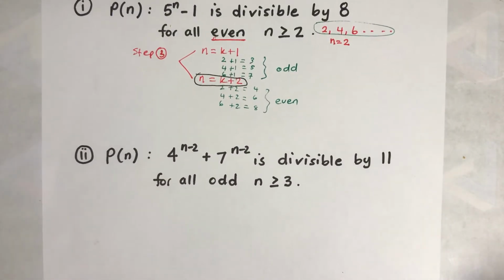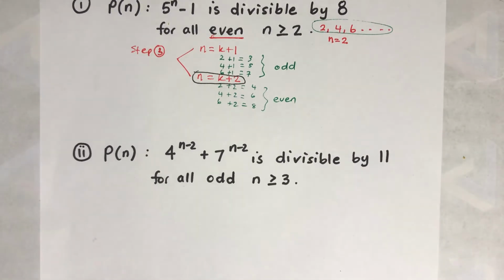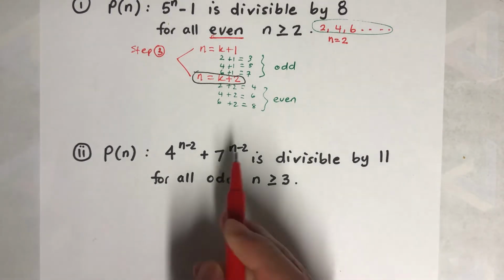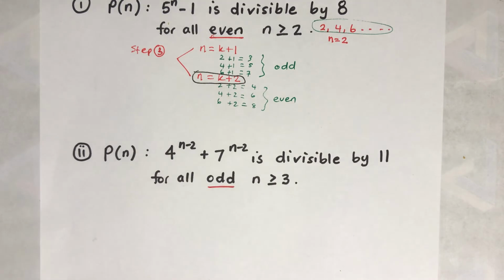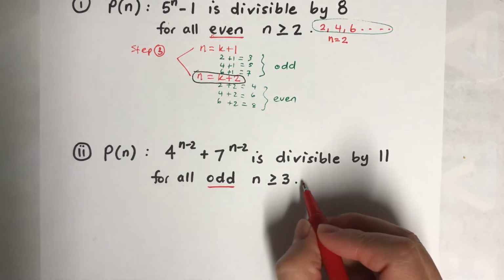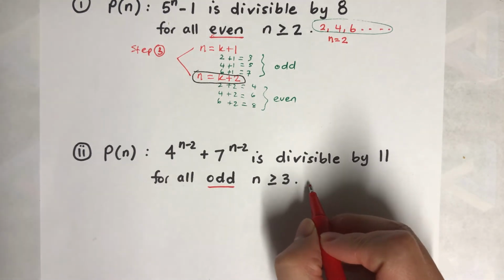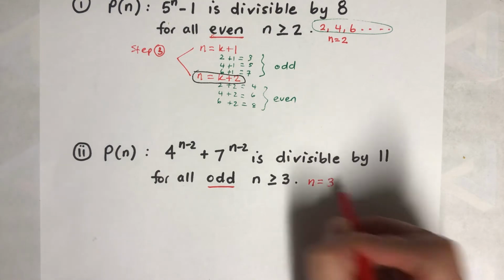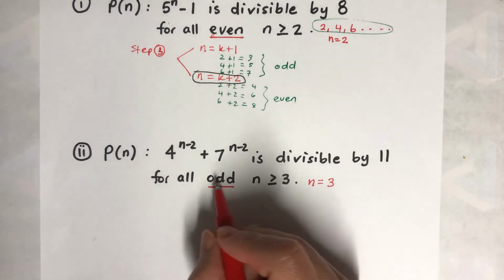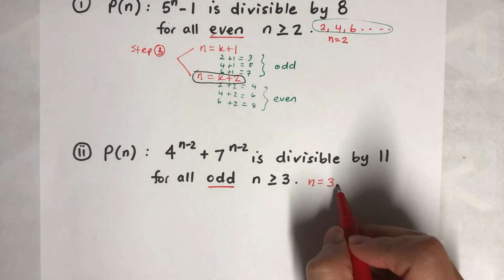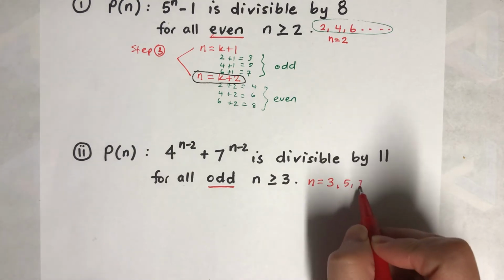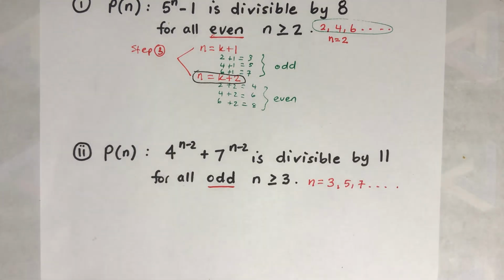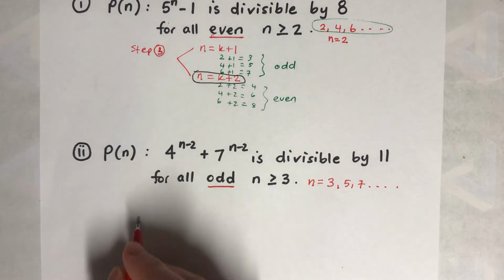And the second one is very similar, but this time it's odd integers, yeah? What is the minimum n we can use? The integer is 3, n equals 3. Then it has to be odd afterwards, so it'll be 3, 5, 7, dot, dot, dot. Okay, so let's have a look at that.